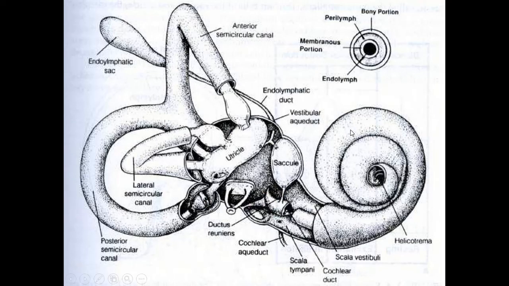Well, this picture is showing the bony labyrinth and the membranous labyrinth within the bony labyrinth. Anteriorly is the cochlea, in the middle is the vestibule, and posteriorly are the semicircular canals. Within the cochlea is the cochlear duct, the membranous part. Within the vestibule, the saccule is anterior and the utricle is posterior. And within the semicircular canals are the semicircular ducts.